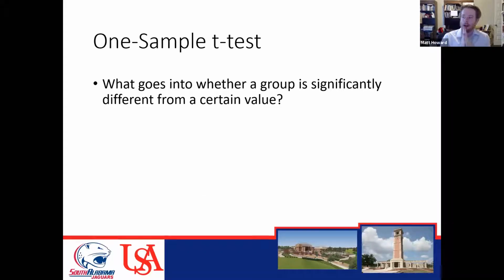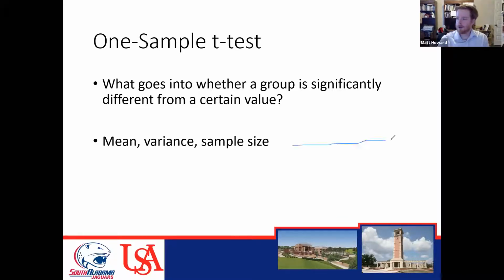All right, so one question you might have is what goes into whether a group is significantly different than a certain value? So what goes into determining whether your one sample t-test is statistically significant? And there's 3 factors. And that's the mean, the variance, and the sample size. So once again, I'm going to draw the chart we looked at before, or the figure we looked at before. So we might have a selected value. And the first of these is pretty simple. The first of these is the mean.